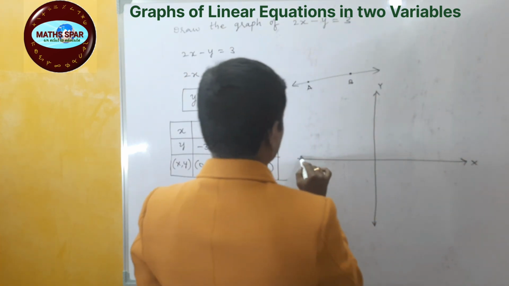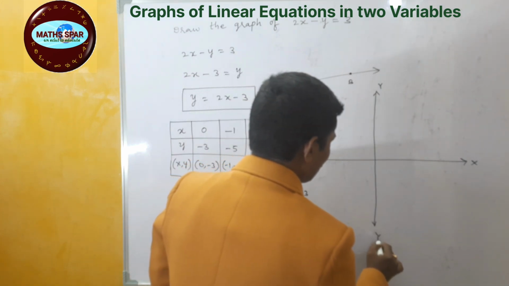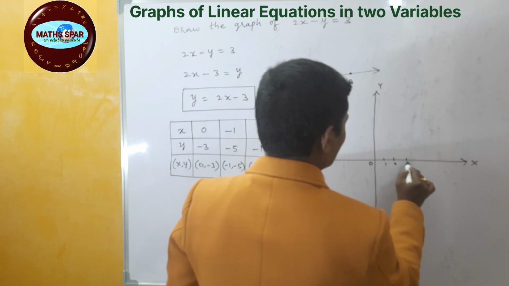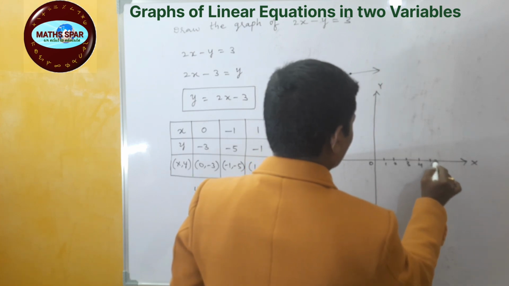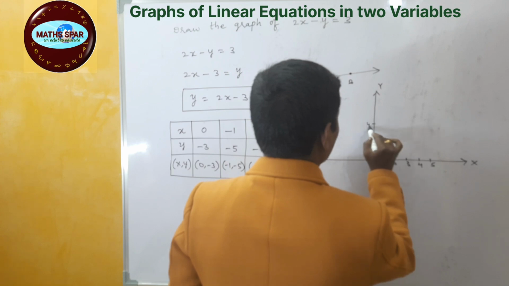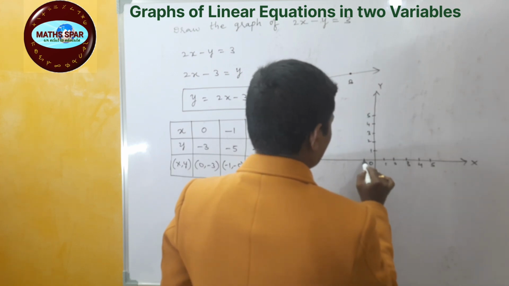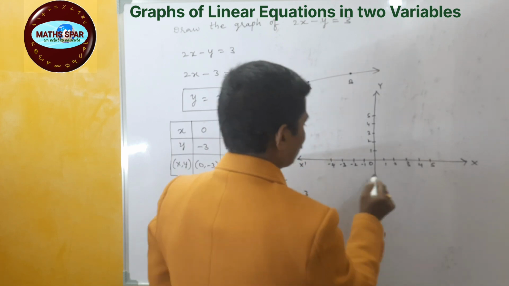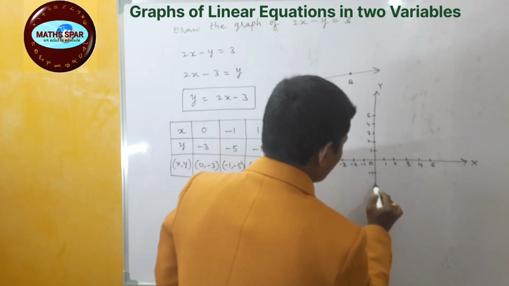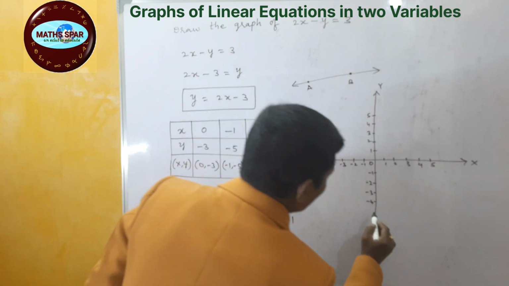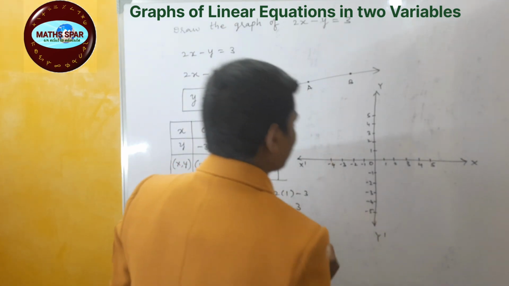X-axis, y-axis, x dash, y dash. 0, 1, 2, 3, 4, 5, then 1, 2, 3, 4, 5 and minus 1, minus 2, minus 3, minus 4. Here minus 1, minus 2, minus 3, minus 4. We have minus 5 also, so take minus 5.